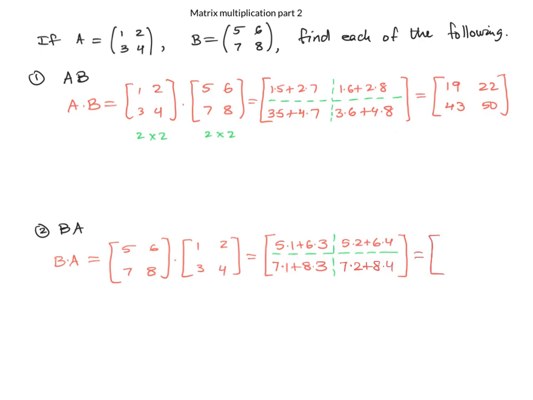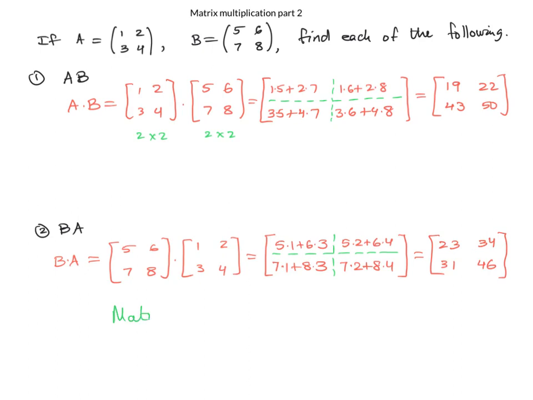And again, I want to see this work. And then you can do the computations and end up with 23, 34, 31, and 46. And you can see that this matrix and this matrix have nothing to do with each other. These are very different matrices. So A times B and B times A are generally not going to be equal to each other. So keep that in mind. Matrix multiplication is not commutative.